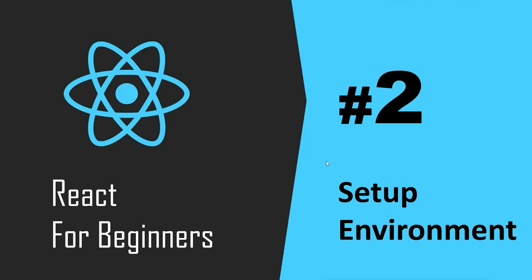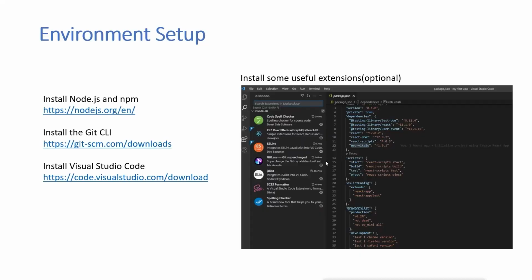So in today's session, I'm going to explain how to set up the environment to develop a React project. Before starting a React project, you may need to install a few things. First, you need to have Node.js installed on your machine. I have added the download links. You can go to their websites and download.